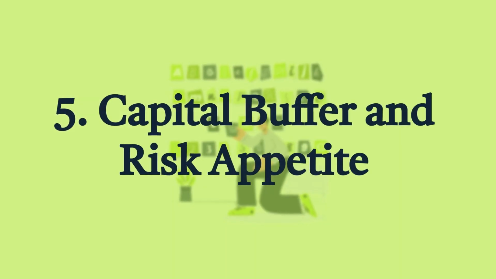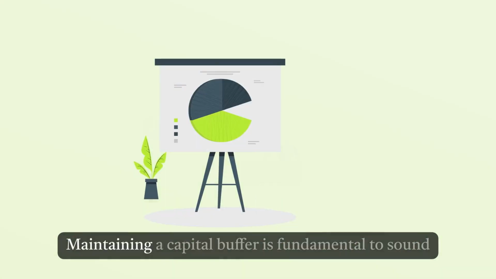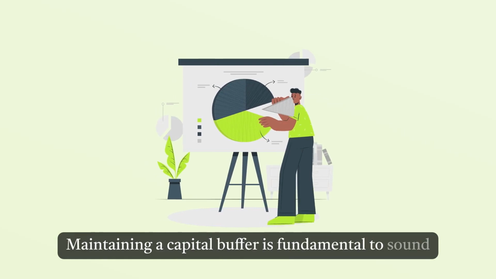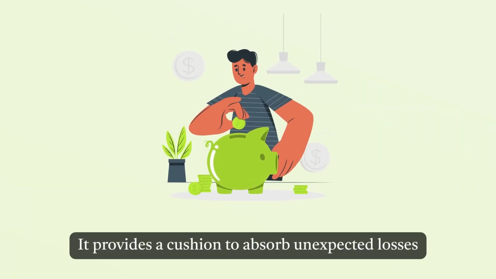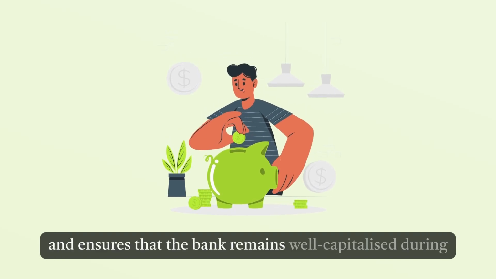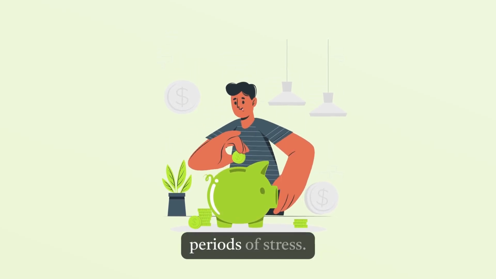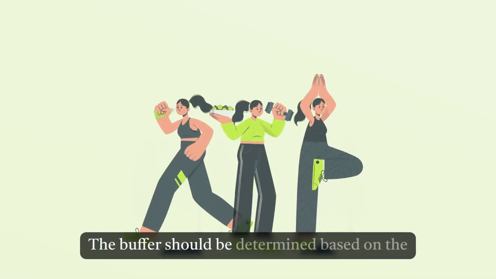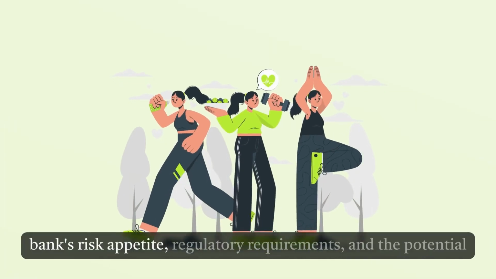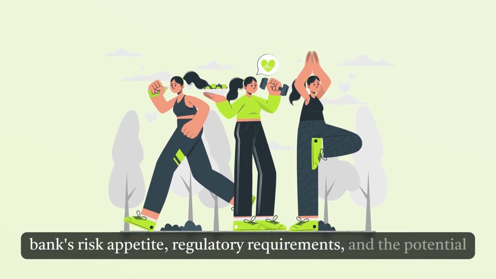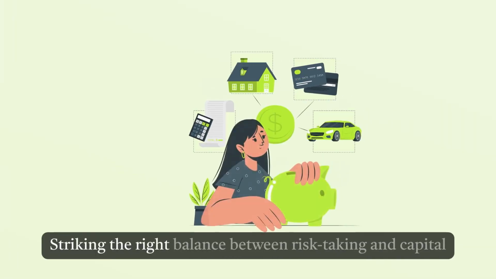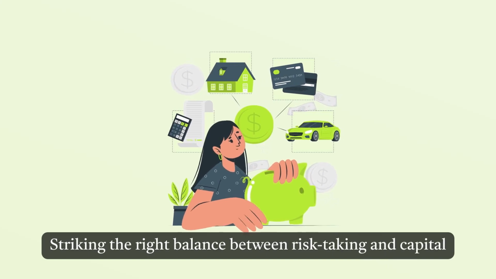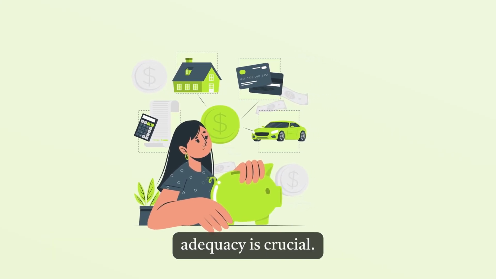5. Capital buffer and risk appetite. Maintaining a capital buffer is fundamental to sound capital planning. It provides a cushion to absorb unexpected losses and ensures that the bank remains well capitalized during periods of stress. The buffer should be determined based on the bank's risk appetite, regulatory requirements, and the potential impact of unforeseen events. Striking the right balance between risk-taking and capital adequacy is crucial.